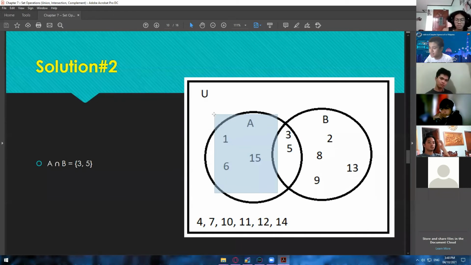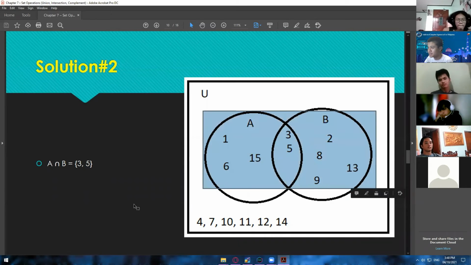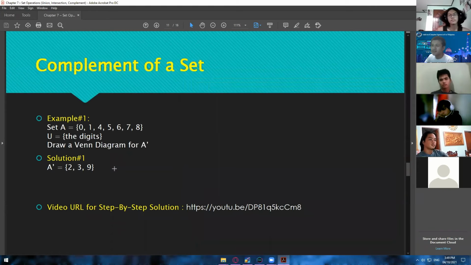Okay, and then here is the distinct elements of set A and then distinct elements of set B. And then the other elements that is not on set A and set B is on our universal set itself, which is 4, 7, 10, 11, 12, and then 14. All right. So you guys can see, super easy to understand for union and intersection. Let's now proceed to complement.